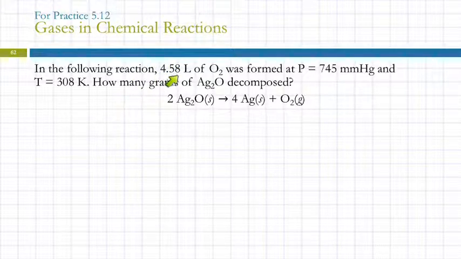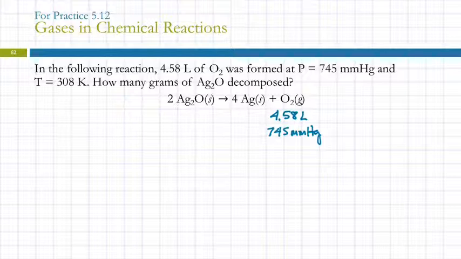So I take this number, 4.58 liters of oxygen. And that pertains to oxygen, so I'm going to write it under oxygen in this chemical formula. I've got a pressure and a temperature. Which of these substances is that going to be important for? I have two solids and one gas. It's important for the gas, right? So I'm just going to write those here, 745 millimeters of mercury.